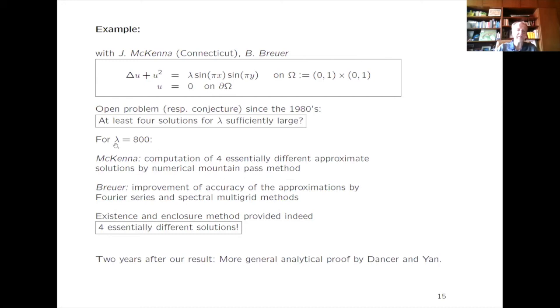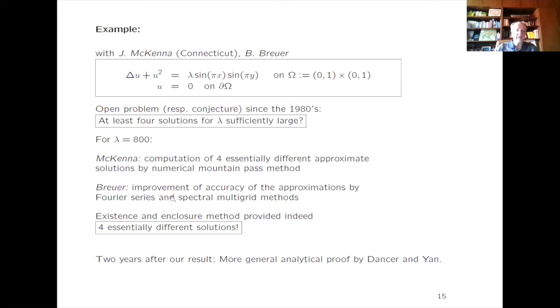McKenna, together with Choi, developed a method for a numerical version of the mountain pass lemma. But of course, that does not give existence, in contrast to the original mountain pass theorem. And essentially different means that none of these 4 solutions is an elementary transform of another one. For example, by rotation you can get formally new solutions, but they are not counted here, nor are those by reflection.